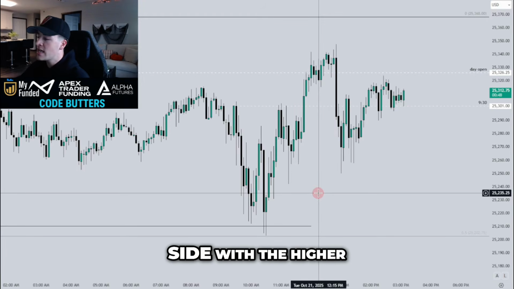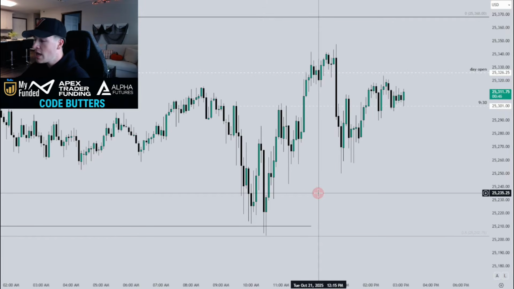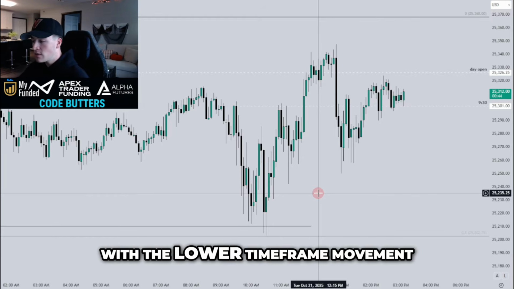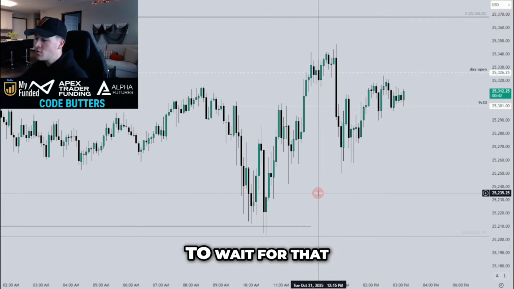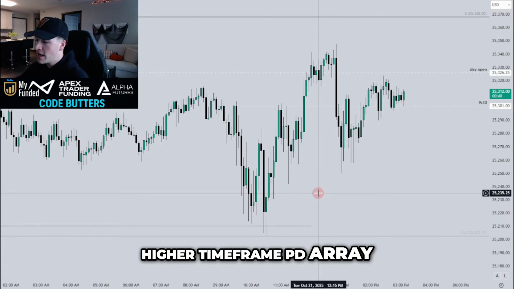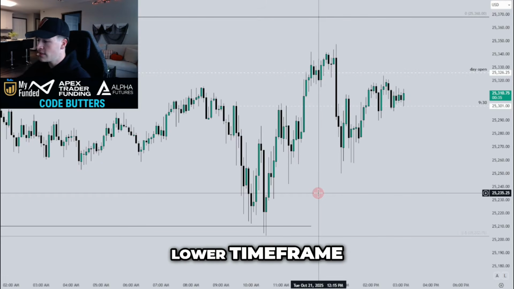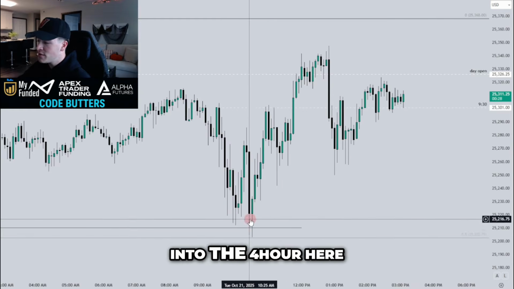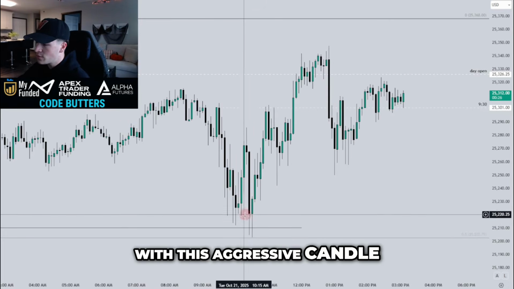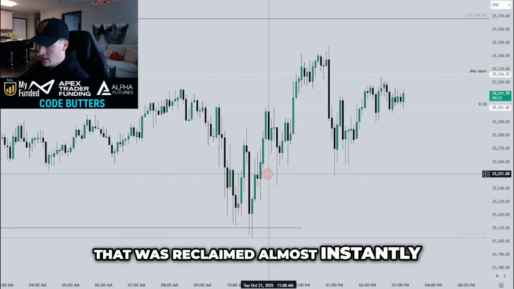I want to get onside with the higher time frame movement to then align myself with the lower time frame movement, but I first need to wait for that higher time frame PD array to be engaged with to then find something on the lower time frame. We got beautiful delivery into the 4-hour here with this aggressive candle that was reclaimed almost instantly, right?